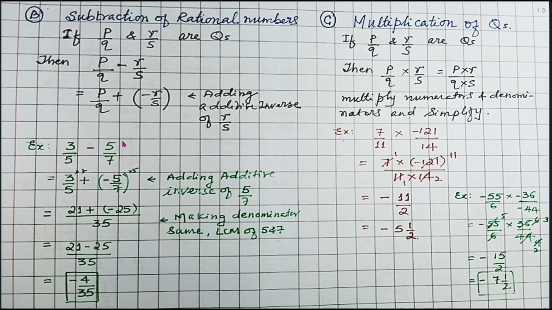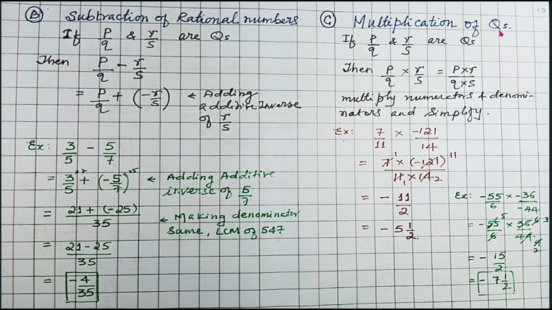Now let us consider an example: 3 by 5 minus 5 by 7. It is nothing but addition of the additive inverse of 5 by 7, that is minus 5 by 7. The procedure of addition is followed. Make the denominator the same, 35: 3 7s are 21, and minus 5 into 5 is minus 25. Add, following the procedure of addition of integers: 21 minus 25 is minus 4 by 35, which is the subtraction of the two rational numbers 3 by 5 and 5 by 7.